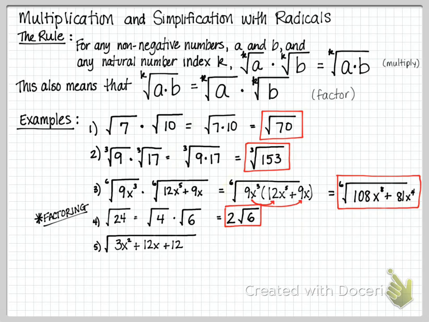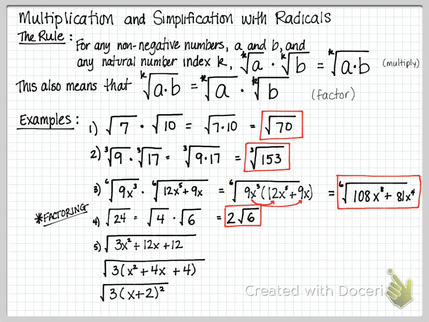Here we have another problem. We've got the square root of this polynomial, 3x squared plus 12x plus 12. And we notice that all three of those terms are factorable by 3. So we're going to take out the 3, and now we have the square root of 3 times the quantity x squared plus 4x plus 4. Noticing that x squared plus 4x plus 4 is factorable itself. So we get the square root of 3 times x plus 2 quantity squared.